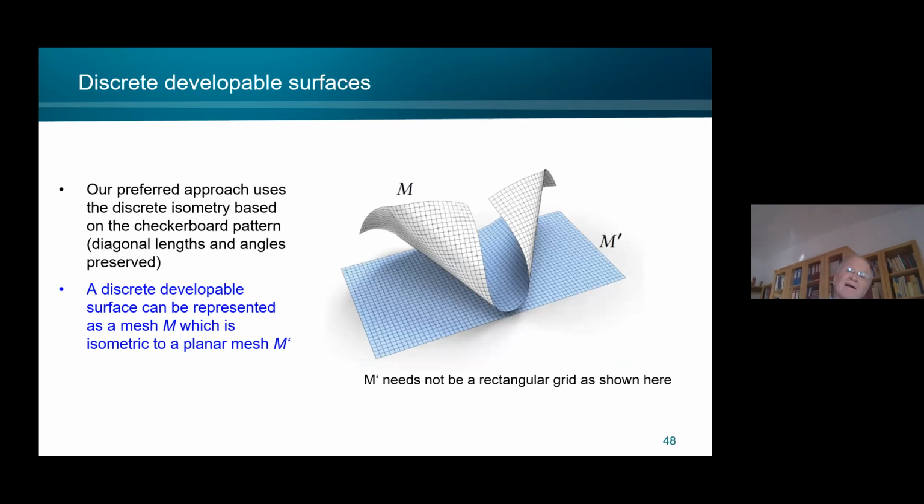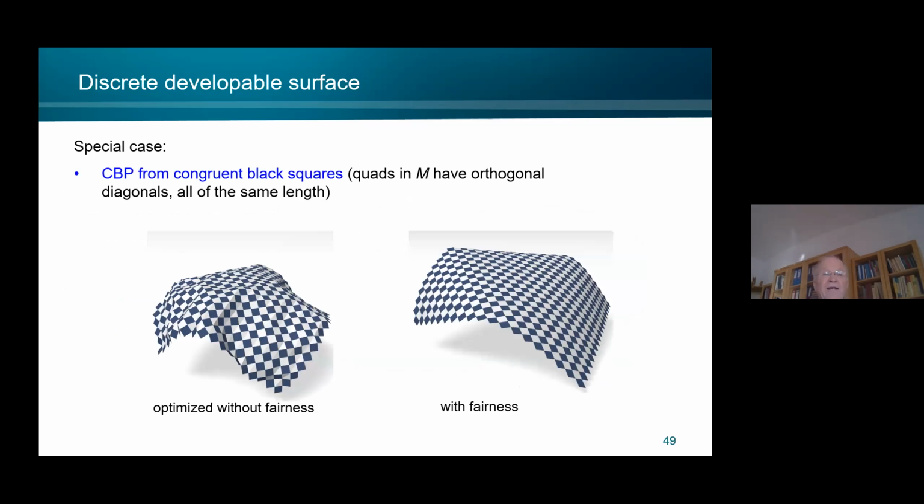And it is, I think, obvious how we will handle developable surfaces in our setting. We will consider a quad mesh M a discrete developable surface if it is isometric to a planar quad mesh M prime. In this image here, this planar mesh is an orthogonal, a rectangular grid, but this needs not be. And we will see a lot of examples where it's an advantage that it is not a rectangular grid. At first, we have a rectangular grid, let's say a square grid in the plane. So we get our discrete developable surface, if you like, in the form of a checkerboard pattern.